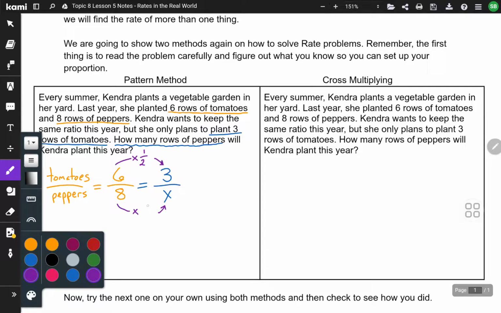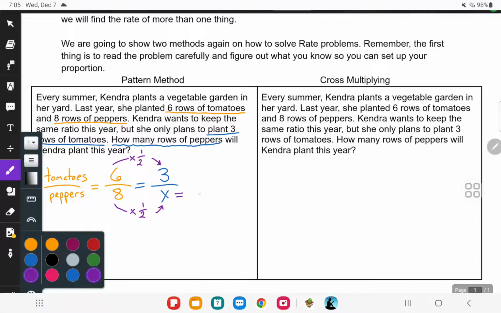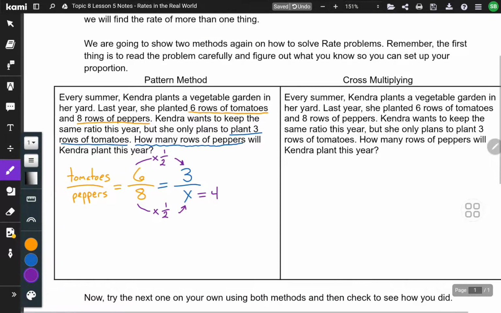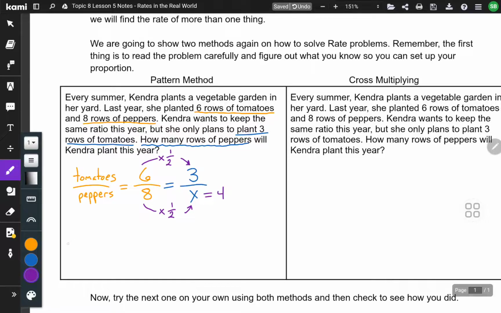So whatever I do on top, I do on bottom. So I'm doing 8 times 1/2, thinking of what's 1/2 of 8? Well, I know half of 8 is 4. So I know X has to equal 4 in this situation. So what does that mean? Kendra will be able to plant 4 rows of peppers this year.